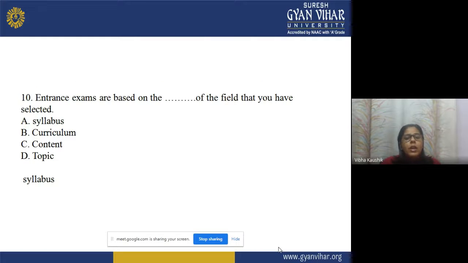Now the tenth one. Entrance exams are based on the dash of the field that you have selected. A. Syllabus, B. Curriculum, C. Content, or D. Topic. So entrance exams are based on the syllabus of the field that you have selected.